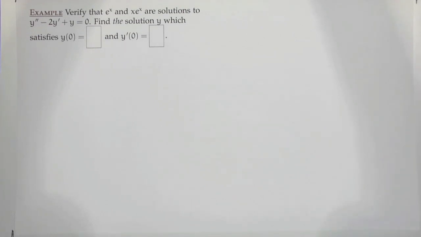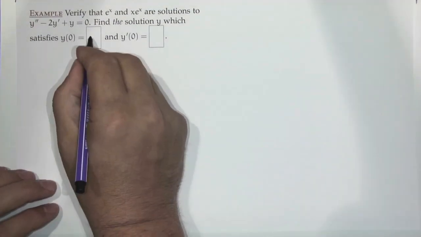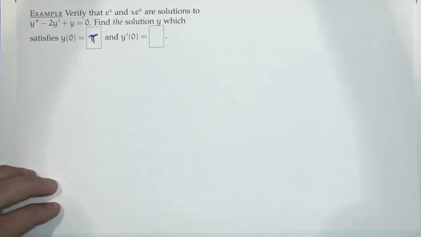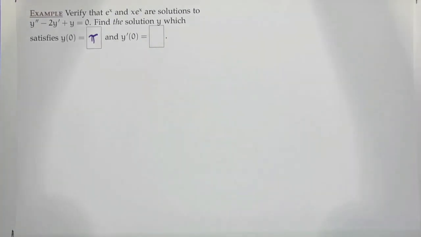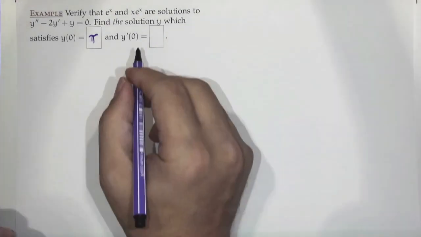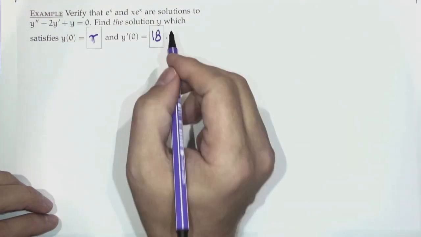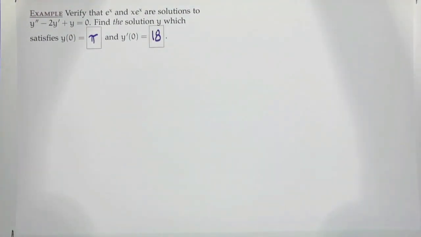Now, of course, audience participation. What do you want y of 0 to be? Give me a value. Pi. I'm not worried about this. I can solve it, no worries. y prime of 0, what do you want that to be? 18. Okay. Now, don't worry. This is not going to be bad.